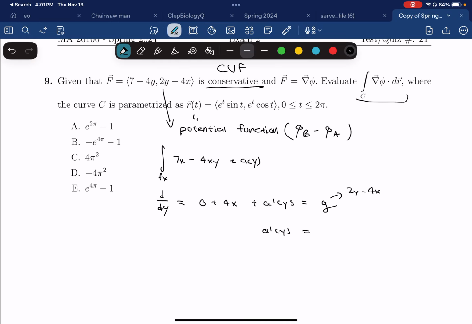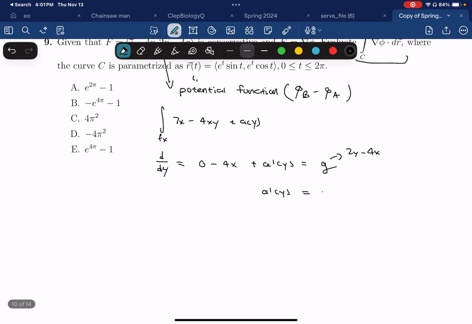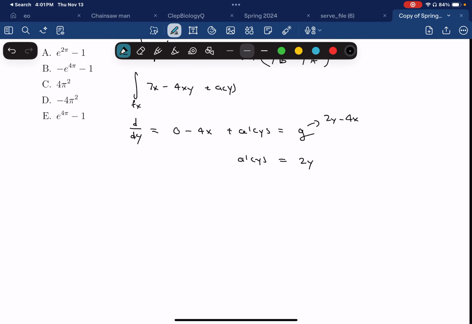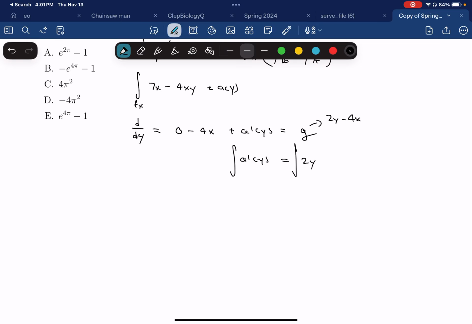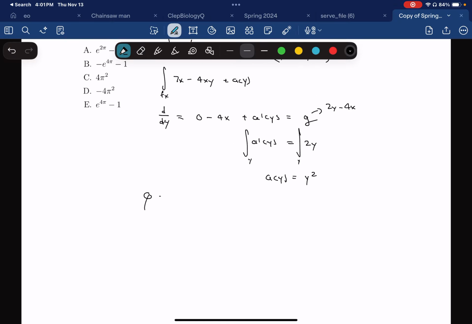Oh, this should be a negative. Sorry. It will be equal to 2y. So now we just take the integral of that with respect to y. So g prime of y will be equal to 2y, which gives y squared. So now our potential function is just 7x minus 4xy plus y squared.